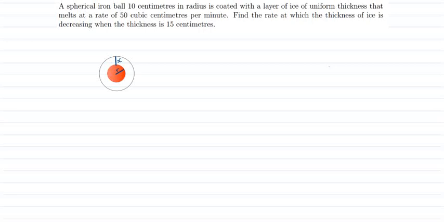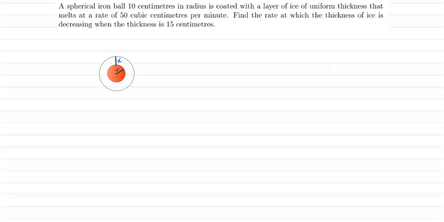A spherical iron ball 10 centimeters in radius is coated with a layer of ice of uniform thickness that melts at the rate of 50 cubic centimeters per minute. So we say the rate at which it's melting is 50 cubic centimeters per minute. Then find the rate at which the thickness of the ice is decreasing when the thickness is 15 centimeters.